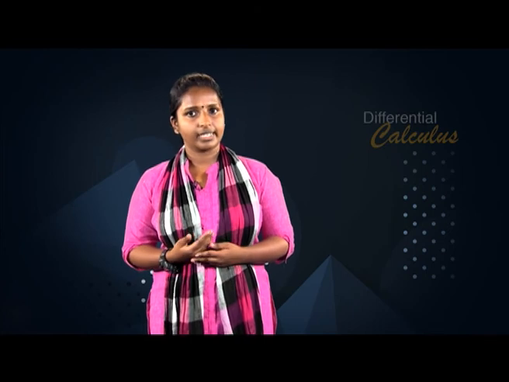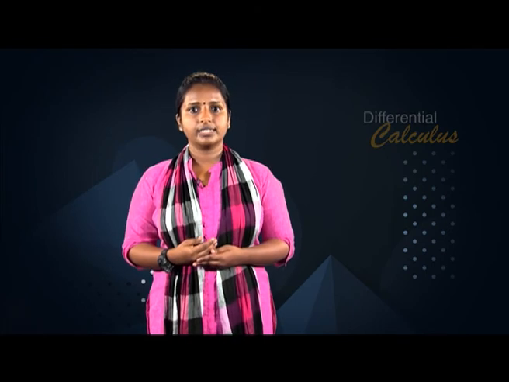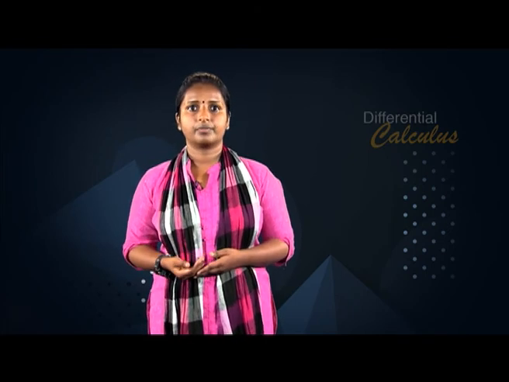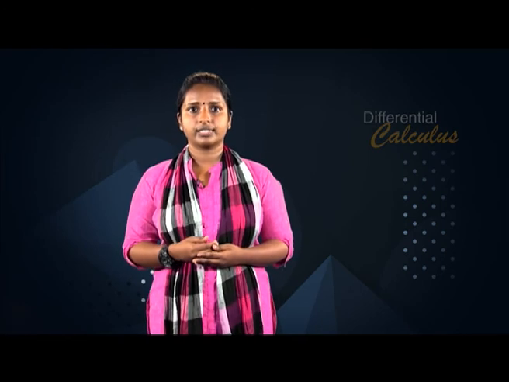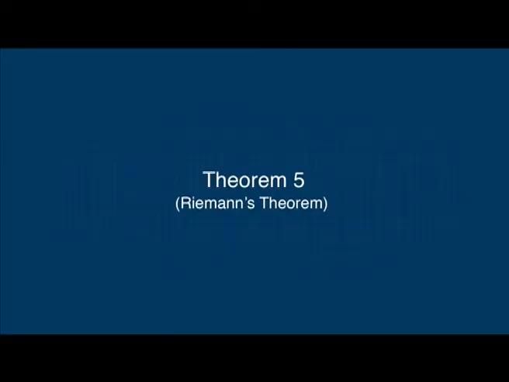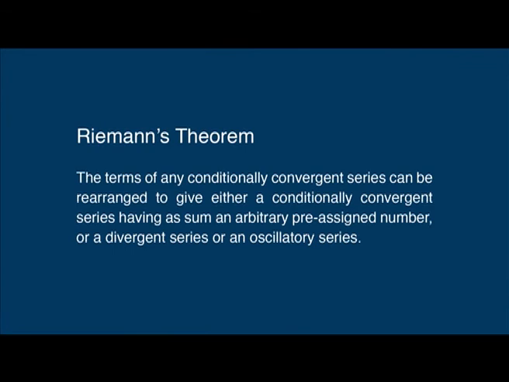Rearrangement may affect convergence. We have seen earlier that grouping series does not affect the convergence of a series, but making rearrangement of a series may affect convergence. Theorem 5, Riemann's theorem. The terms of any conditionally convergent series can be rearranged to give either a conditionally convergent series having an arbitrarily pre-assigned number as its sum, or a divergent series, or an oscillatory series.